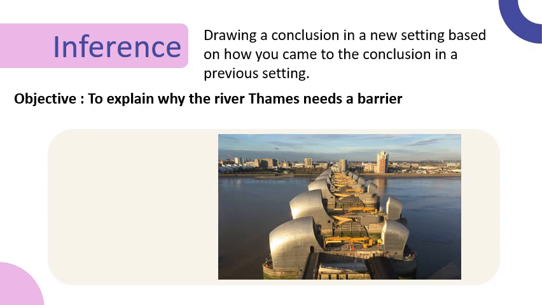So I'm going to look at an example here. The objective: to explain why the River Thames needs a barrier. Great, got a photograph of the Thames barrier and the river there. I'm sure that if I did a think, pair, share or a class discussion on why is that barrier needed, we would get some good answers.